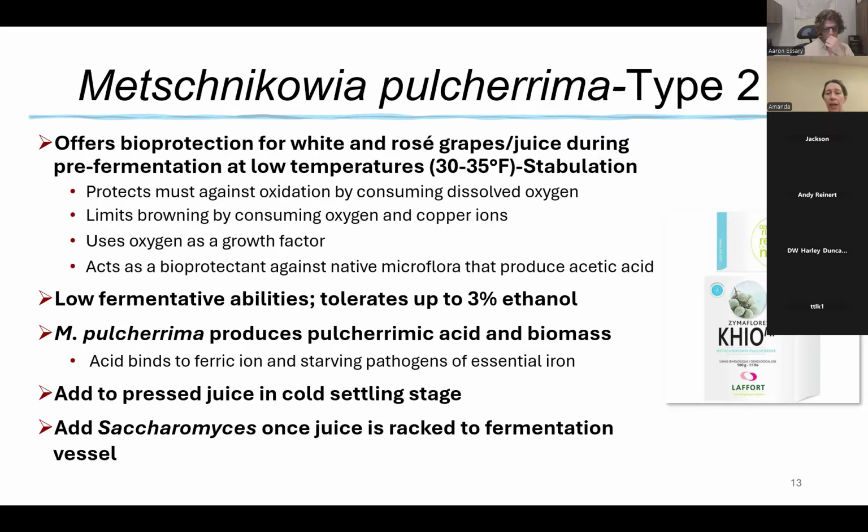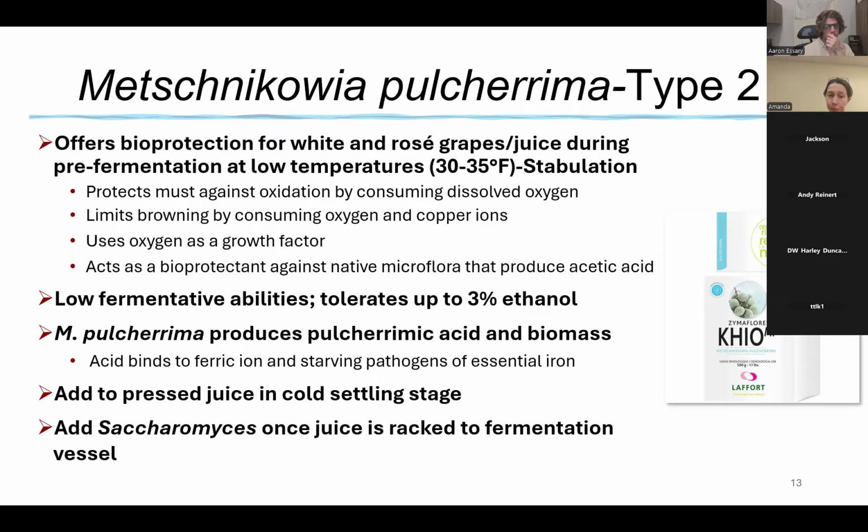So it creates more biomass and really dominates the spoilage microflora that would produce acetic acid in your juice or your must. Like some of the other non-Sac yeast, it has low fermentative ability, so you don't have to worry much about ethanol production. The specific acid that M. pulcherrima is producing that is detrimental to the spoilage microflora is pulcherrimic acid. For the people who are interested in the microbiological chemistry pathways, the acid binds to the ferric ion and then basically starves out the pathogens of that essential iron that's needed for their survival.